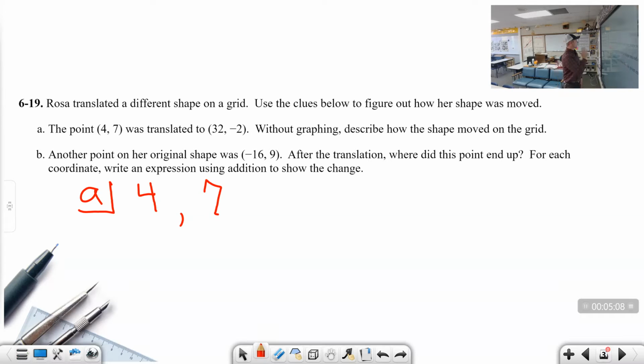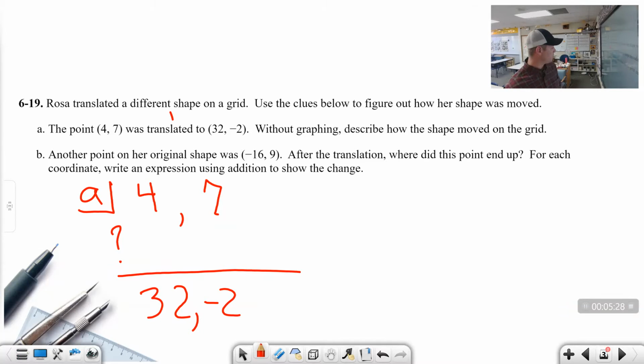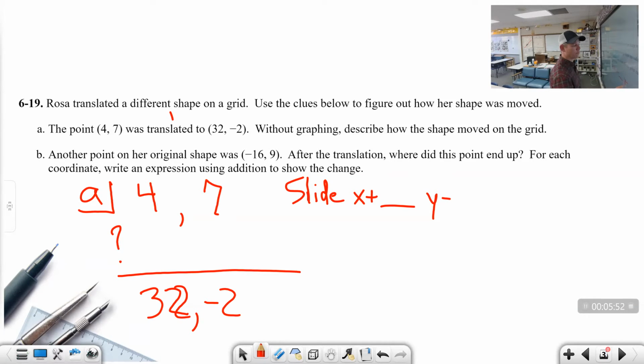Now, when Rosa was working, the point 4, 7 was translated. It's a mystery, and it ended up at 32, -2. So here's the question. What do you do to 4 to get to 32? What do you do to 7 to get to -2? Go ahead and write your answer down like this. Slide X plus number. And because that Y value went down, you write your minus number. Okay? Write that in.